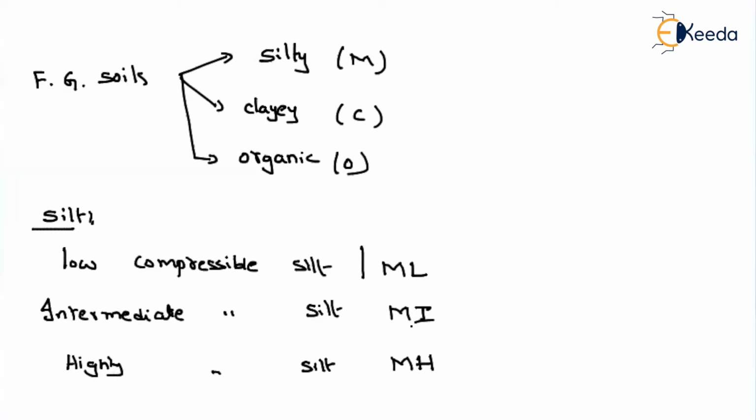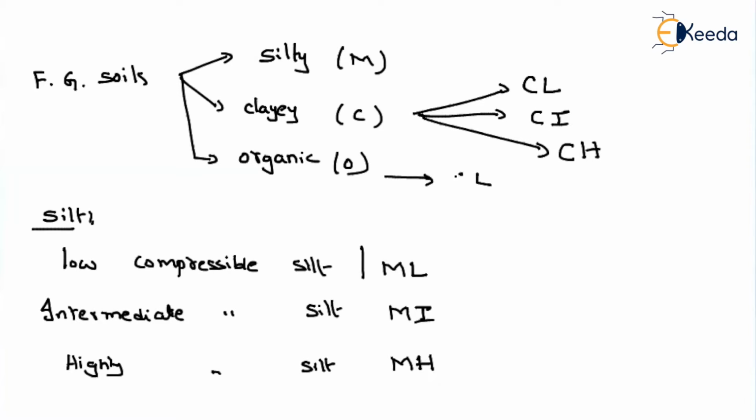So for fine-grained soil, first we have to understand whether it is silty soil, clay soil or organic. After identifying that, we have to say whether it is low compressible, intermediate compressible or highly compressible. Apply the same logic to clay soil: low compressible clay soil, intermediate compressible clay soil, highly compressible clay soil. Similarly for organic soil: low compressible organic soil, intermediate compressible organic soil, and highly compressible organic soil.